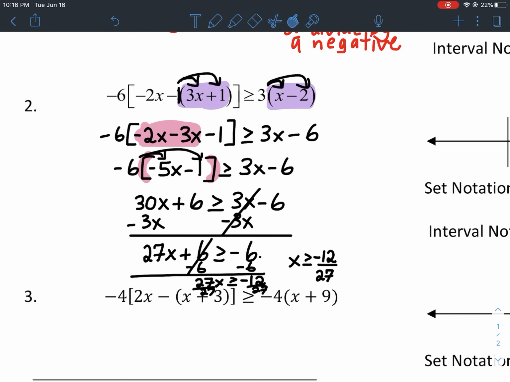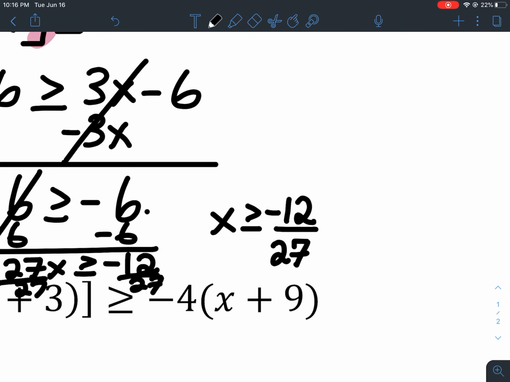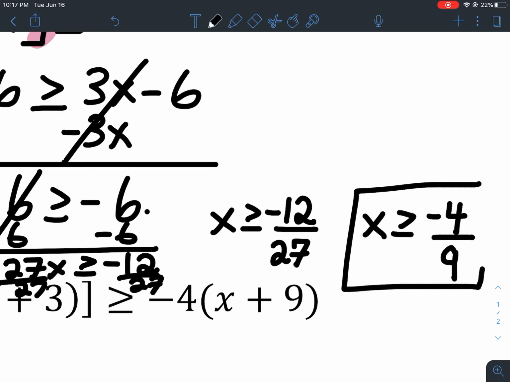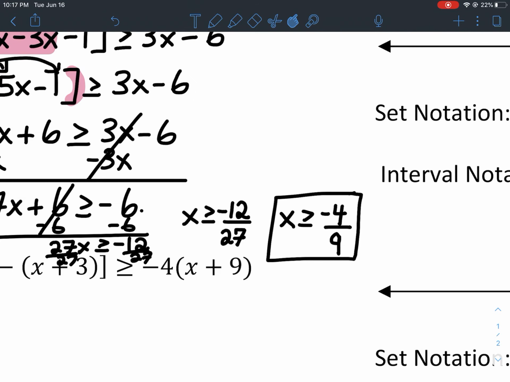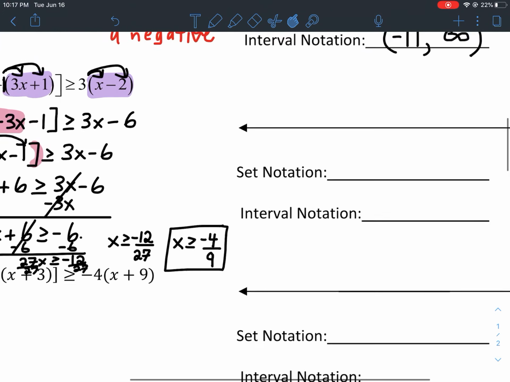But just like before, remember we always want to simplify or reduce our fractions if we can. So we think, does 12 and 27 have anything in common besides 1? Any factors that go into them? And they do. 3 goes into both of them. So if we divide negative 12 by 3, we get negative 4. If we divide 27 by 3, we get 9. So our answer is x is greater than or equal to negative 4 over 9. Notice I never actually divided by a negative number, so I didn't need to flip the inequality sign.